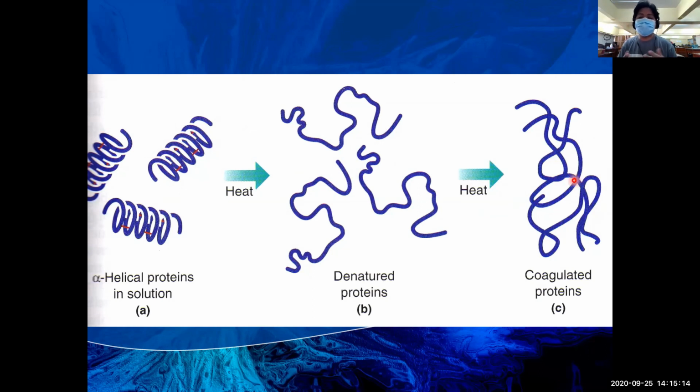In denaturation of proteins, the structure that cannot be broken down by the denaturing factors is the primary structure. Meaning they can break down the secondary structure, the tertiary structure, and the quaternary structure, but not the primary structure.